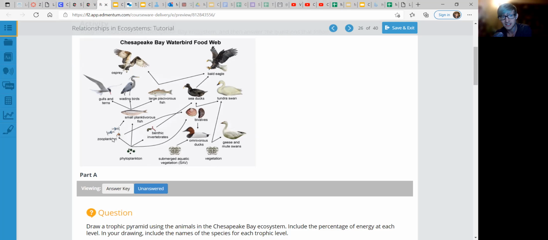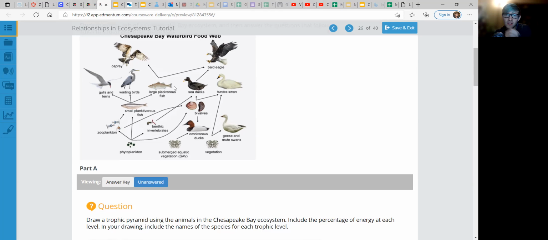Phytoplankton is consumed by zooplankton, small planktivorous fish, invertebrates. SAV is consumed by omnivorous ducks. Vegetation is consumed by geese and mute swans and another type of swan called the tundra swan. All right, so we have this level and then the level directly above that. And then we see who eats the level above that. It's just a chain. Think of it as a chain starting at the very small level of phytoplankton and vegetation all the way up to the predators known as the bald eagle and the osprey in this specific ecosystem.